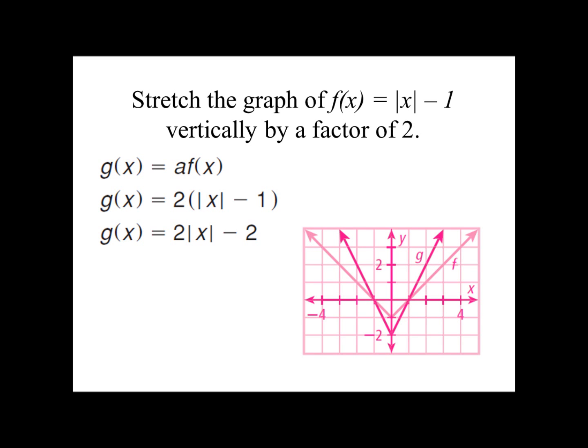And here we see the original f of x in the pale pink and the new g of x vertically stretched by 2. So that vertex got pulled twice as far away from the x-axis. The two x-intercepts didn't move. Under vertical stretches and compressions, the x-intercepts do not move.